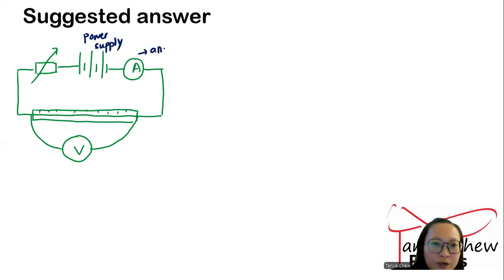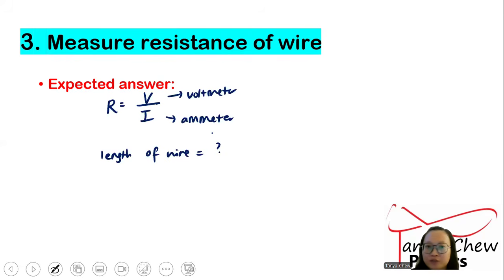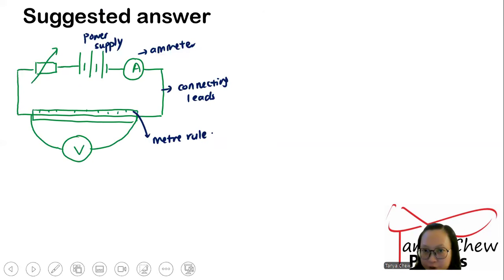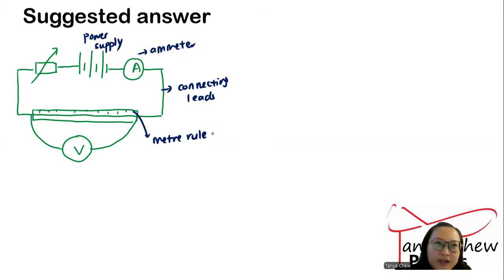This is the ammeter, to take the value of the current. This is a connecting lead. This is a ruler, a meter rule. If you are asked to measure the resistance of a wire, make sure that you place your wire, tape it on top of the meter rule. It is very easy to measure the length, and very easy to make sure that the length is always constant. This is the resistance wire.